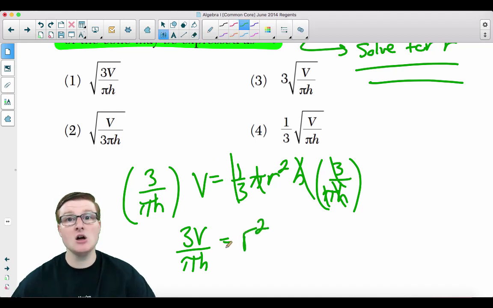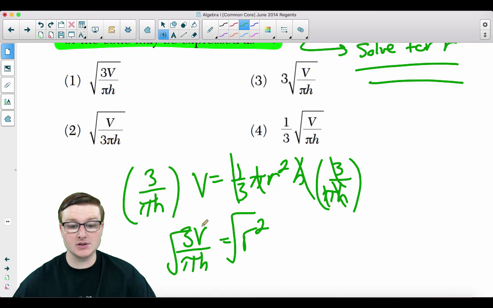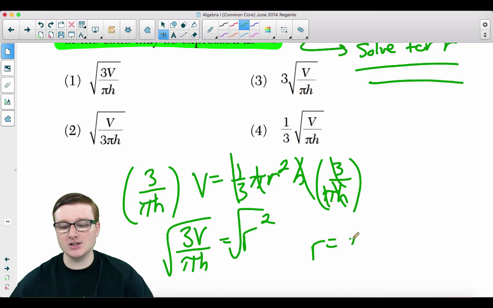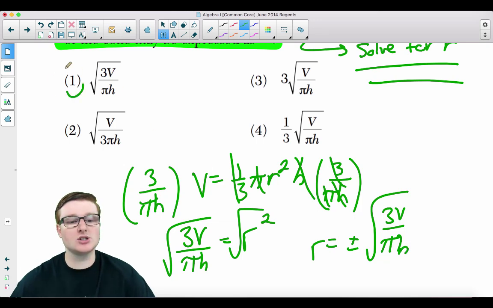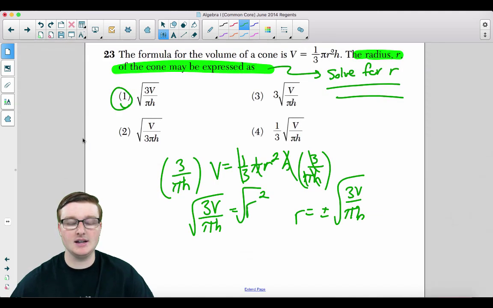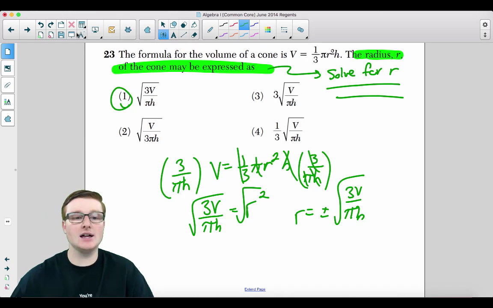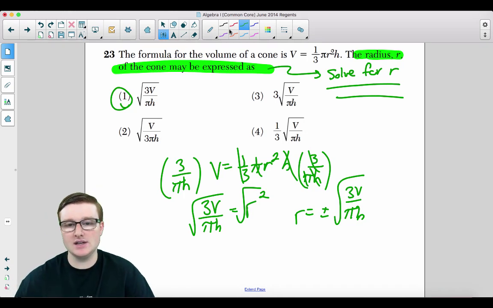Because we have r squared, we want r. So take the square root of both sides, and we get, my square roots are ugly. And we get r is equal to plus minus the square root of 3v over pi h. And the only answer that would work is going to be choice 1. All right, and that's how you do question number 23. Moving on to the final question of this multiple choice.